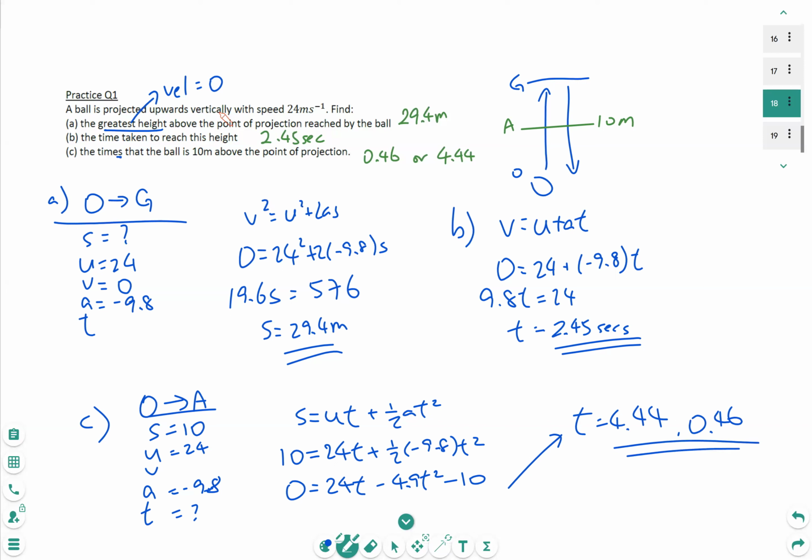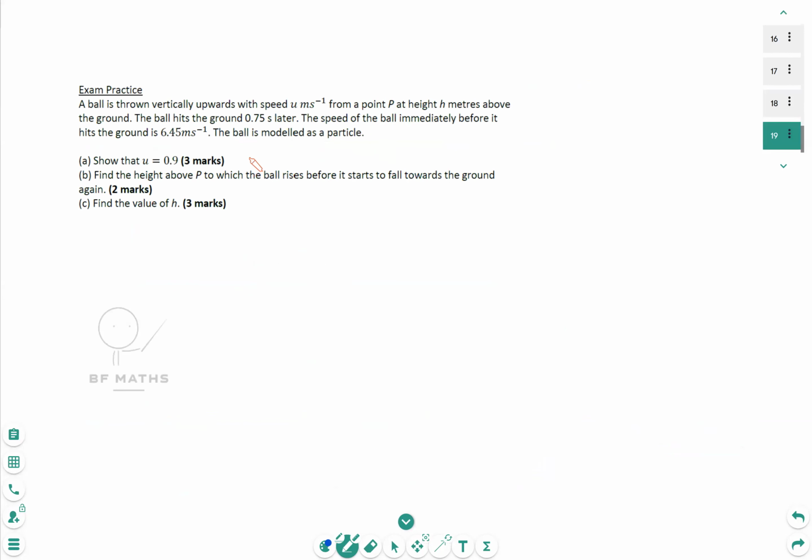These are basically the times the ball crosses the point A. It crosses point A the first time at 0.46 seconds. As it comes back down, the next time is 4.44 seconds. Right? Exam practice. Pause the video and have a go at the question. When you're ready for the answer, you can press play.